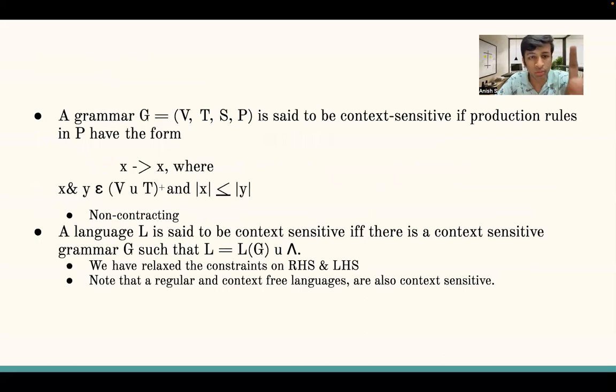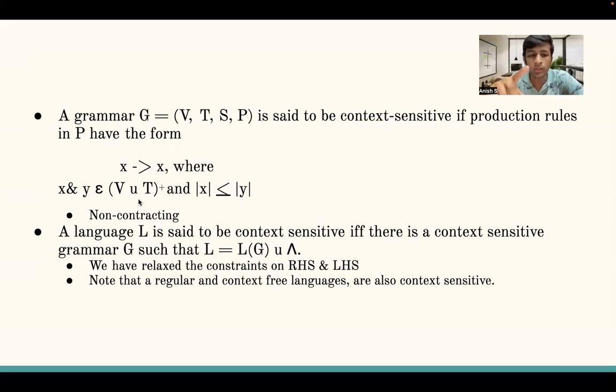There are two rules formed here. On the left-hand side, there should be at least one non-terminal present, and on the right-hand side there should be no epsilon present. I repeat the two rules again. On the left-hand side there should be one non-terminal present, and on the right-hand side there should be no epsilon, that is, at least one symbol should be present. That is why x and y belong to (V union T) plus. T plus means that at least one should be present.